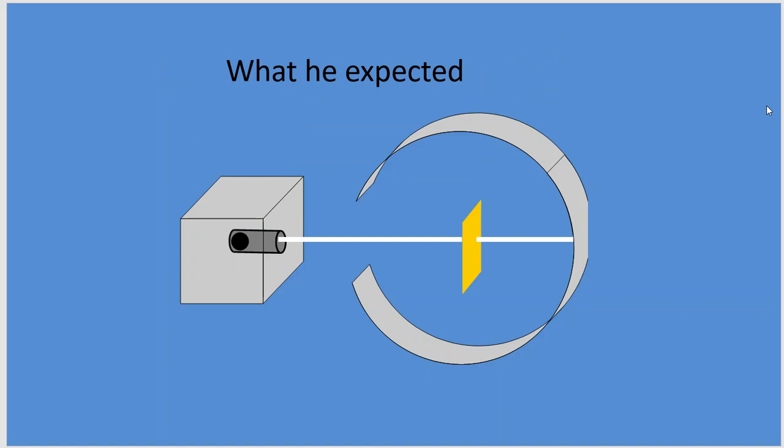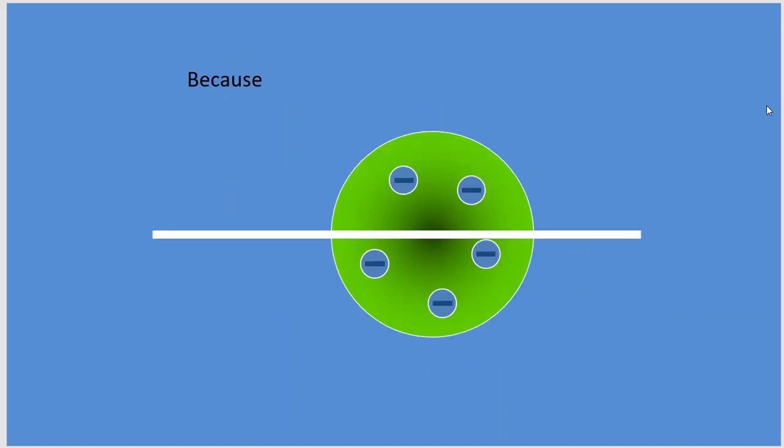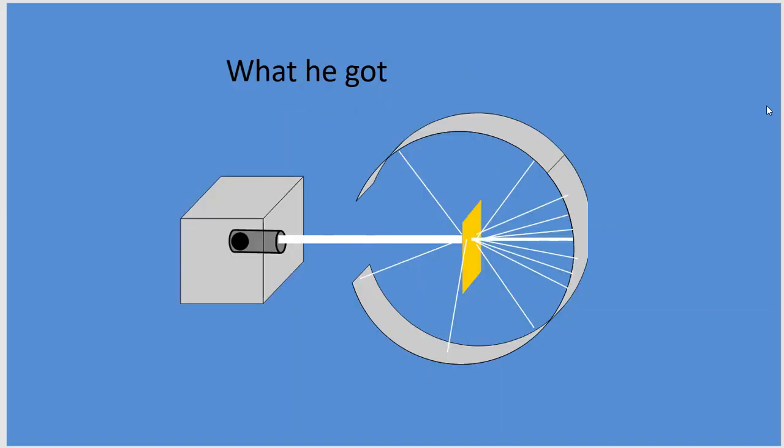So this is what he expected. If the plum pudding model was correct, he thought all the alpha particles would just go through, kind of like that. But this is what he got. He fired them through, and most of them went through, but a few of them were bent. Their paths got bent. Some of them got redirected straight back.